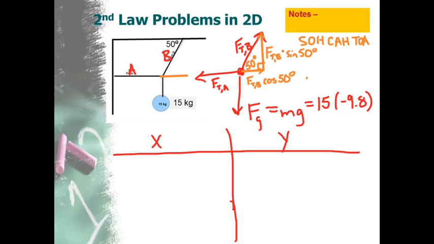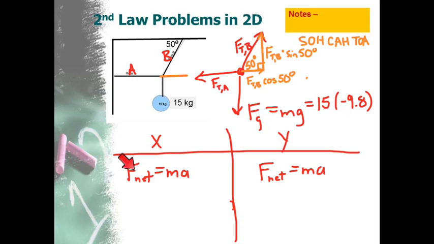Well, actually, I forgot one thing. I'm skipping ahead. I better make sure I write F net equals MA. And I also have to write F net equals MA for both of those. So now let's go ahead and work with the x direction here.